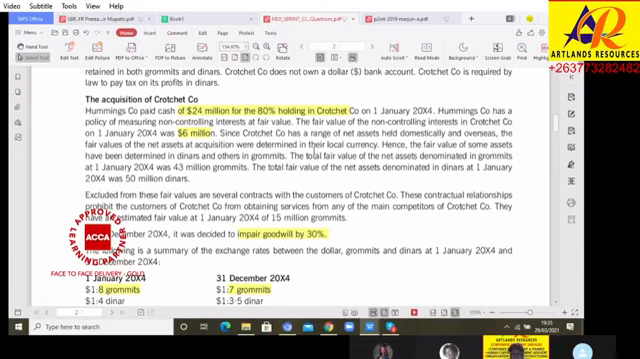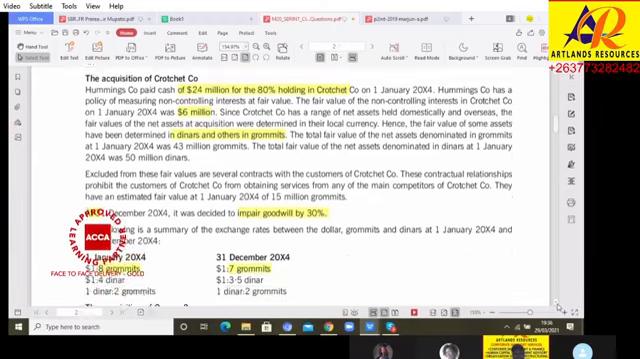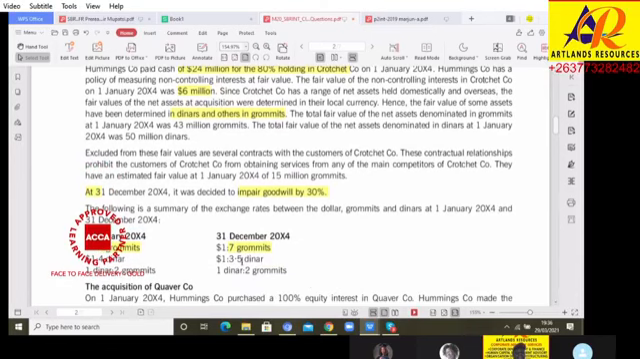So important. Since Crochet has a range of net assets held domestically and overseas, the fair values of net assets were determined in their local currency. Hence, the fair value of some assets were determined in dinars and others in grommets. So in other words, when we were making fair value adjustments, some were in dinars, others were in grommets. So no wonder you have a dinar exchange rate here. It's for fair value. They are saying the total fair value of net assets denominated in grommets was 43 million, and those denominated in dinars was 50.